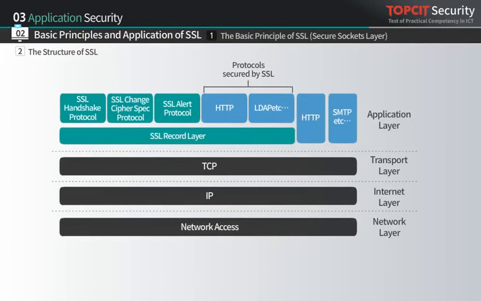Now, let's take a look at the structure of the SSL protocol. SSL is a protocol that operates between layers 4 to 7 and consists of handshake, change cipher spec, record, and alert protocols. Please refer to the table for the details of each protocol.